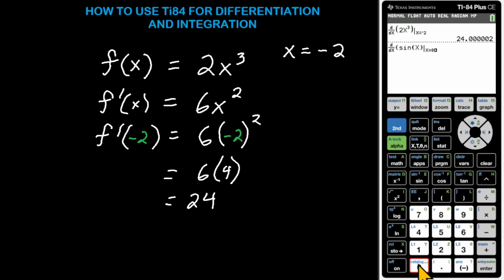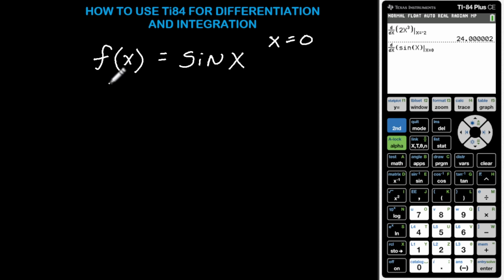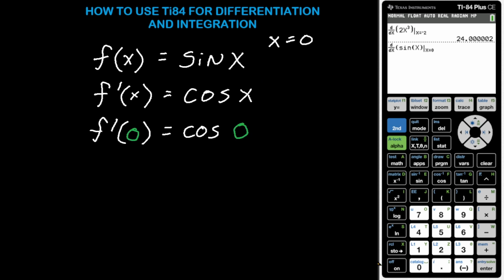We'll take a look at why. So here we have the function f of x equals sine x. So f prime of x, the derivative of sine of x is cosine x. And then substituting in our 0 value. So let's take a look at the graph. I'll show you how to graph it on the calculator in a minute. For now, we'll go to Desmos.